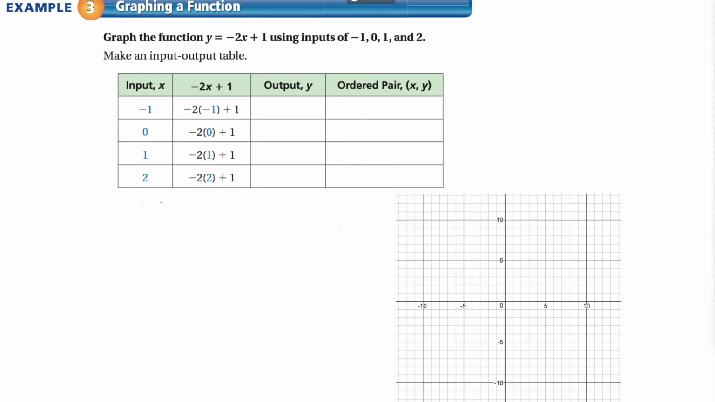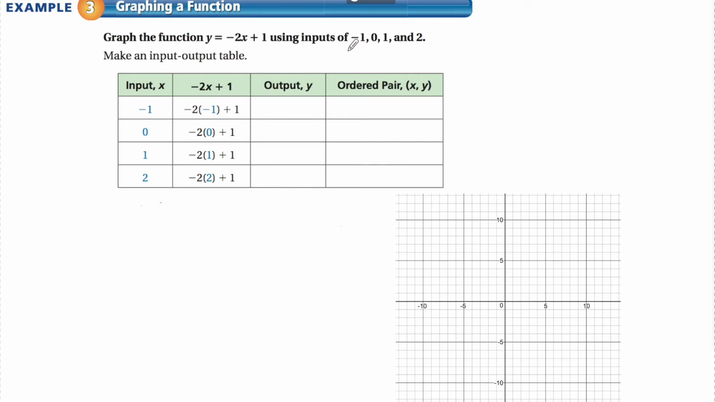Okay, so example 3 has us graphing a function. First, we're going to take our function, put it into our function table, get an ordered pair, and then plot those ordered pair points and draw a line between them on the graph. So let's start it up.